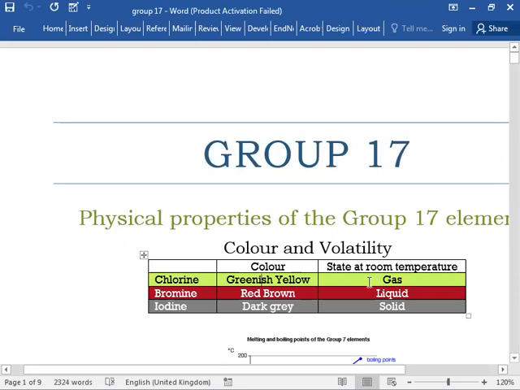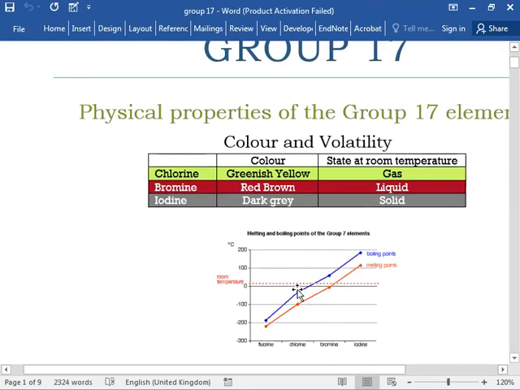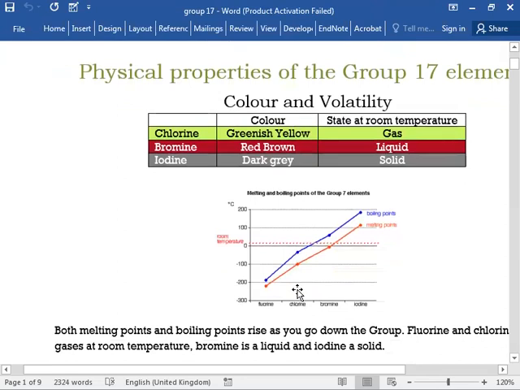And what do you see about the volatility? That chlorine is a gas, fluorine is also a gas, bromine is a liquid, iodine is a dark gray solid. Can you predict astatine? What will astatine be? Solid. Obviously, the boiling point is increasing down the group, right? And we can see that with the graph as well, that the boiling and the melting point increases down the group. Why does that happen? Why does the boiling or the melting point both increase down the group?